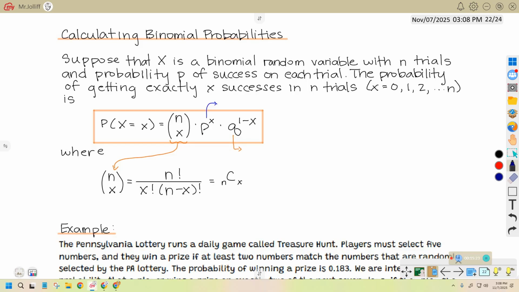So we're going to start with p to the x. What does that lowercase p represent? Probability of success. Probability of getting a success, and x is the number of successes. So this is the probability of getting x successes.